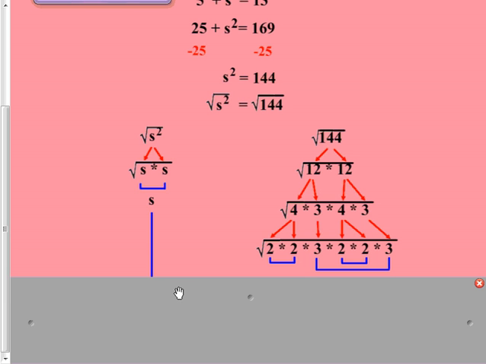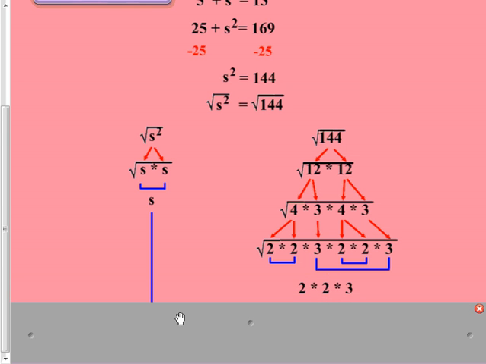So the first set of 2's are going to join together and they will come out. That will put a 2 outside of the radical. The two 3's will join together and they will come out. That'll put a 3 outside of the radical. And the second set of 2's will join together and they will come out, and that will put a second 2 outside of the radical.